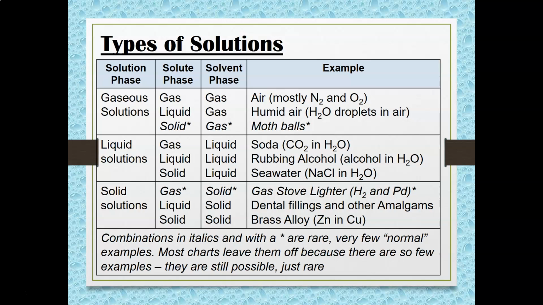And then alloys. Alloys are what you get when you mix two metals or more together. So brass is an example of an alloy.